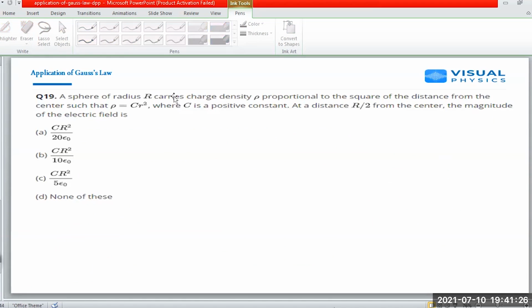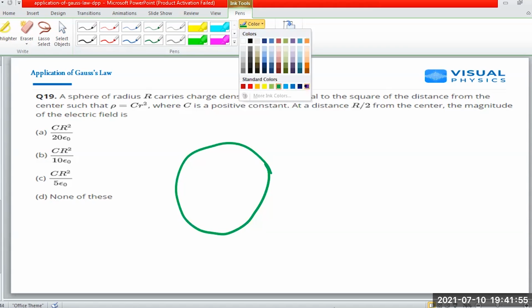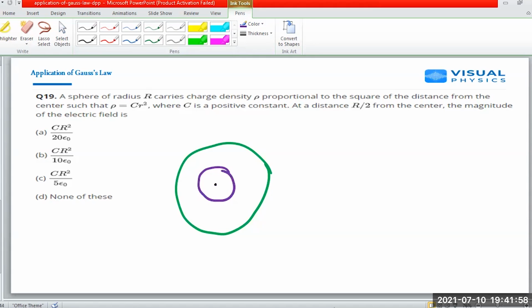Question number 19. A sphere of radius r carries charge density rho proportional to the square of the distance from the center, where c is some positive constant. At a distance r by 2 from the center, the magnitude of the electric field will be. So just like the previous question, the same kind of question we have already done. I have to find the electric flux at distance r by 2.